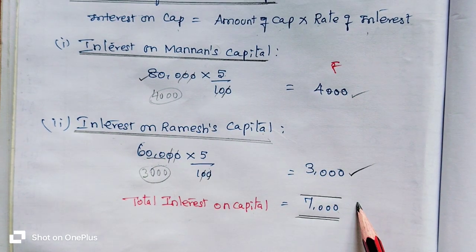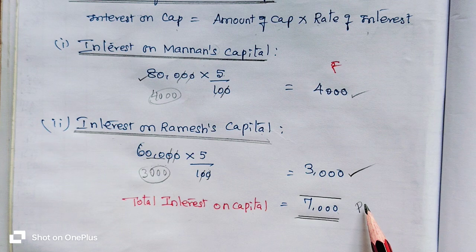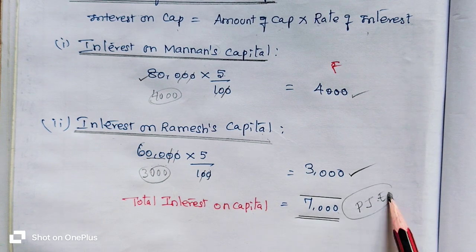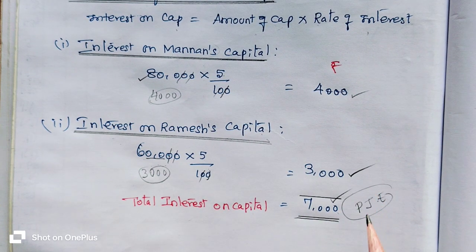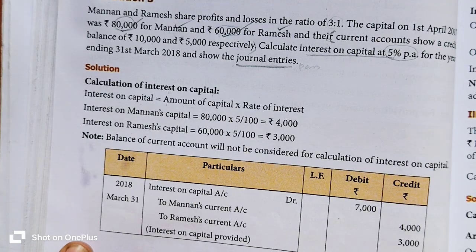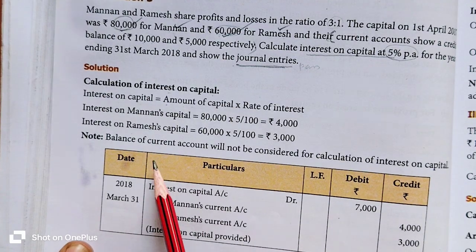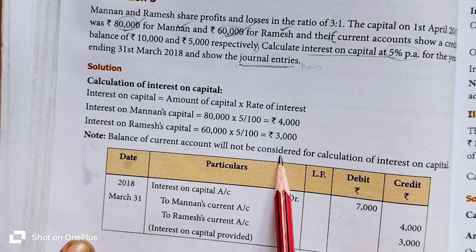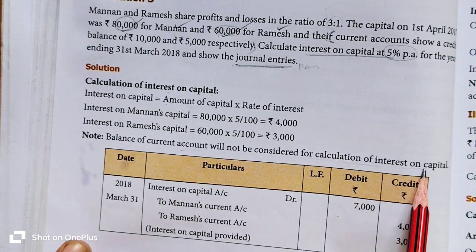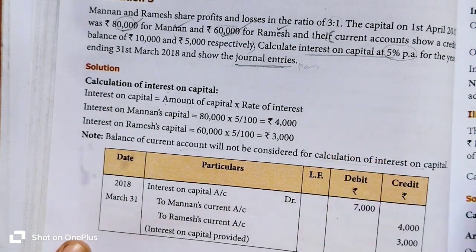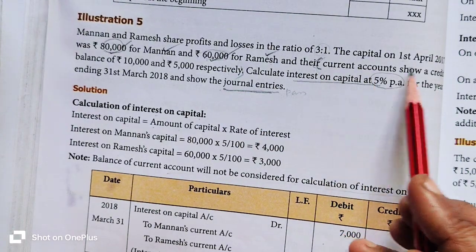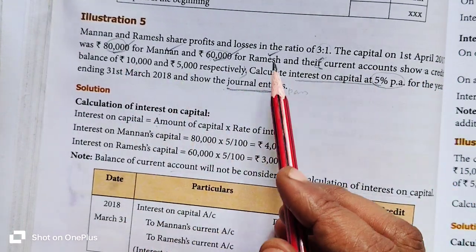Why? Because we are going to pass the journal entry for this 7,000 rupees interest on capital. Listen, they have given a hint here: the balance of the current account will not be considered for calculation of the interest on capital. So we need not consider the current account to find out the interest on capital.